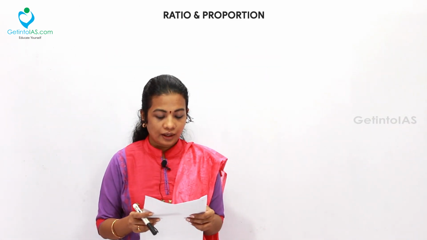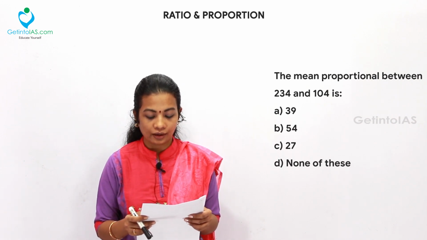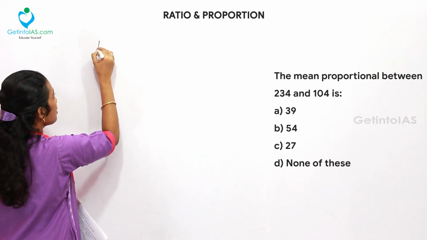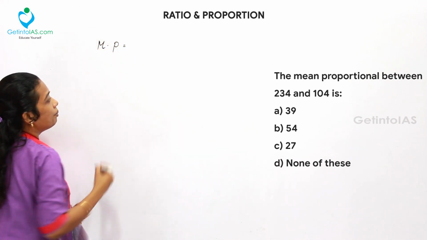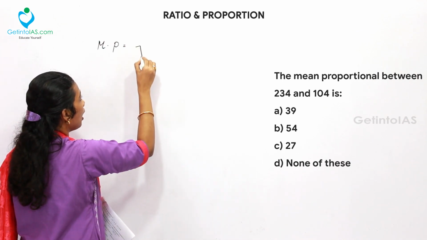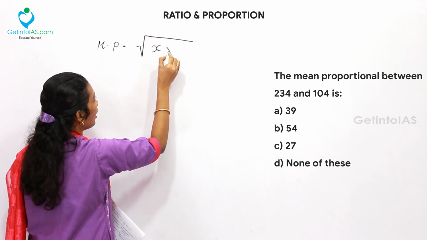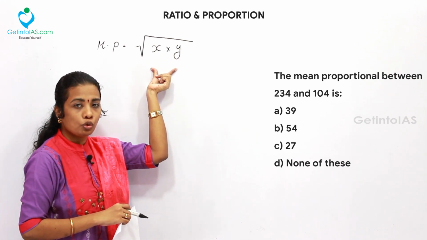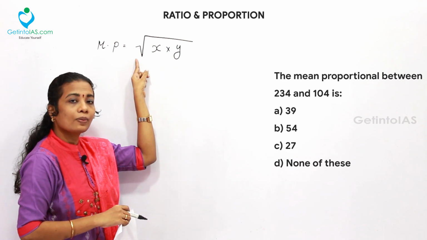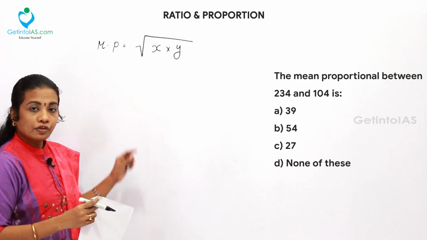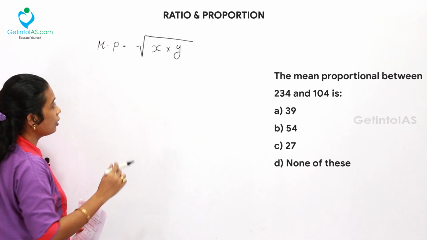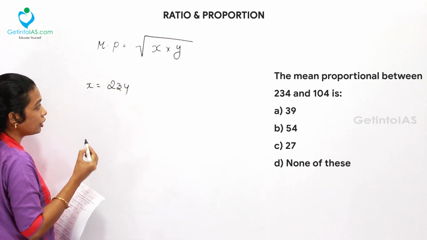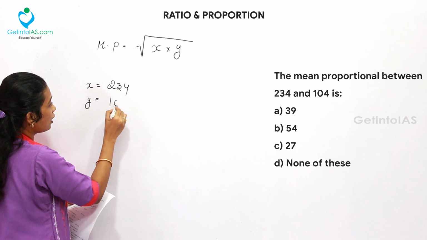The next question is: the mean proportional between 234 and 104 is. So first of all we need to know what a mean proportional is. Mean proportional of any two numbers is said to be the square root of x into y. So first you take the product of the given two numbers and also take the square root of that. If you find these, it will become the mean proportional of the values. Say x is equal to 234, y is equal to 104.